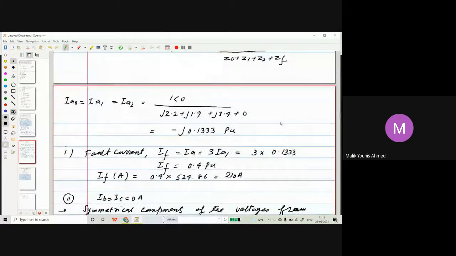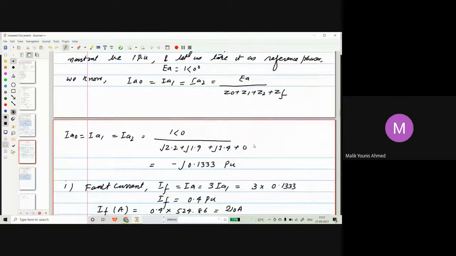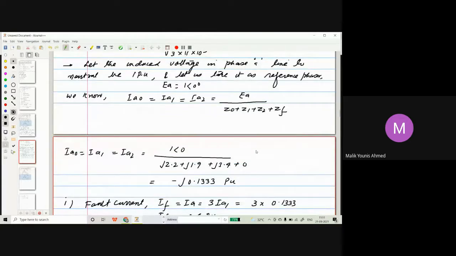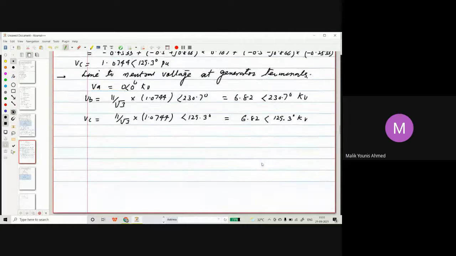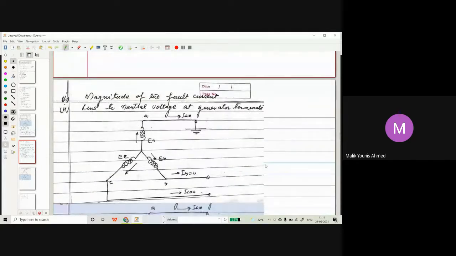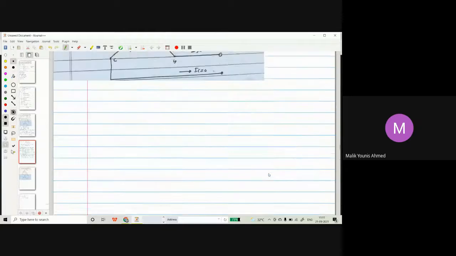Only the first relationship is very important, where ZF is 0 and Zn is not given. That has to be remembered. The rest of this question is the same as what we have done in the LG fault.